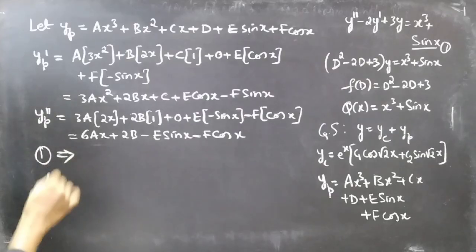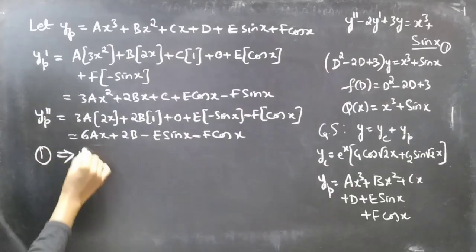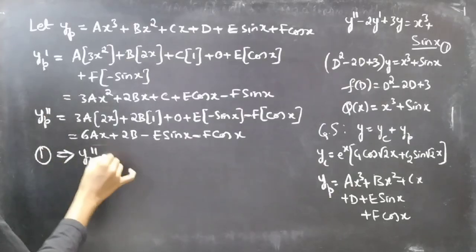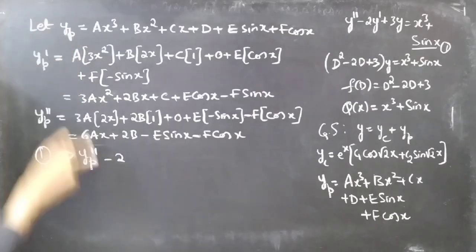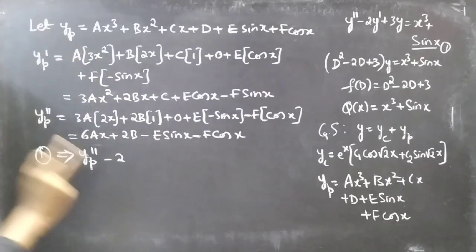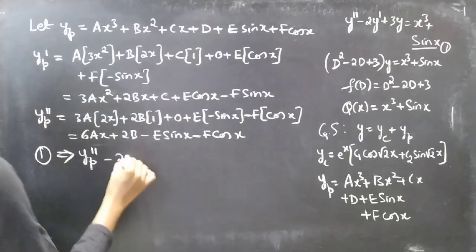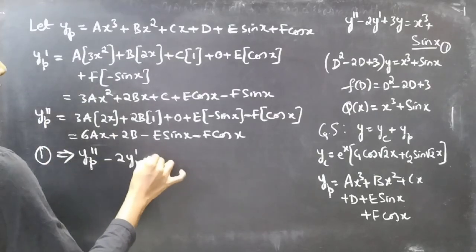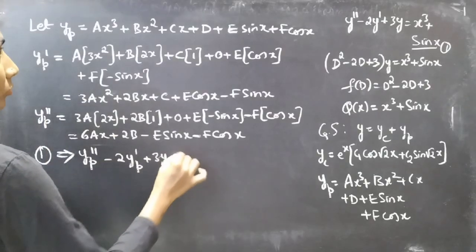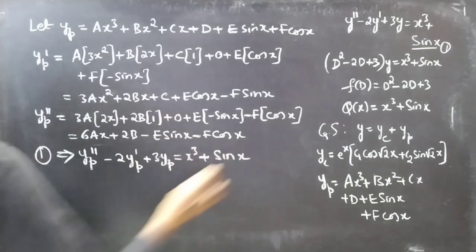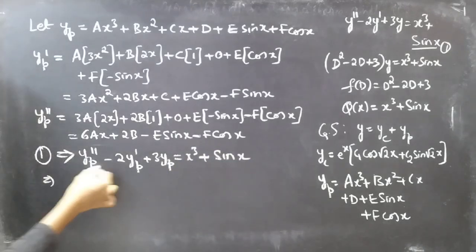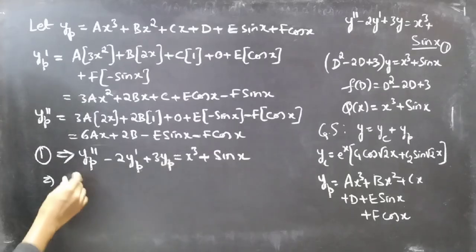I'm writing the given equation in terms of yp double dash, because we have picked yp such that it satisfies the given equation, so we can write the given equation in terms of yp. Now substitute the values of yp double dash, yp dash and yp in it.